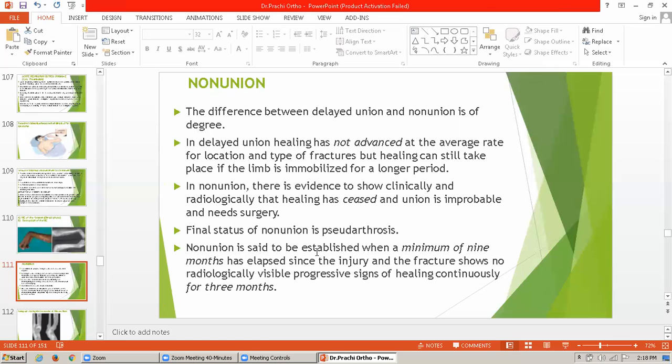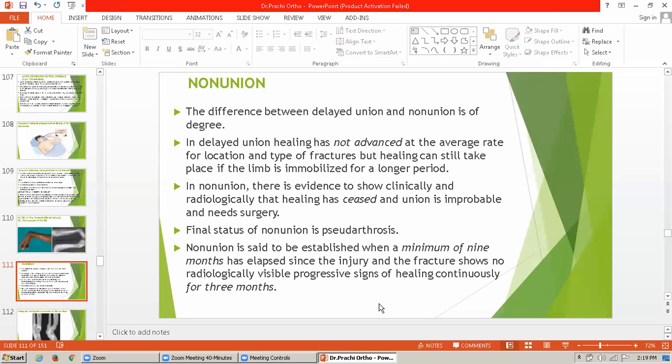The final status of non-union is pseudoarthrosis. Non-union is said to be established when a minimum of 9 months has elapsed since the injury and the fracture shows no radiologically visible progressive sign of healing continuously for 3 months.